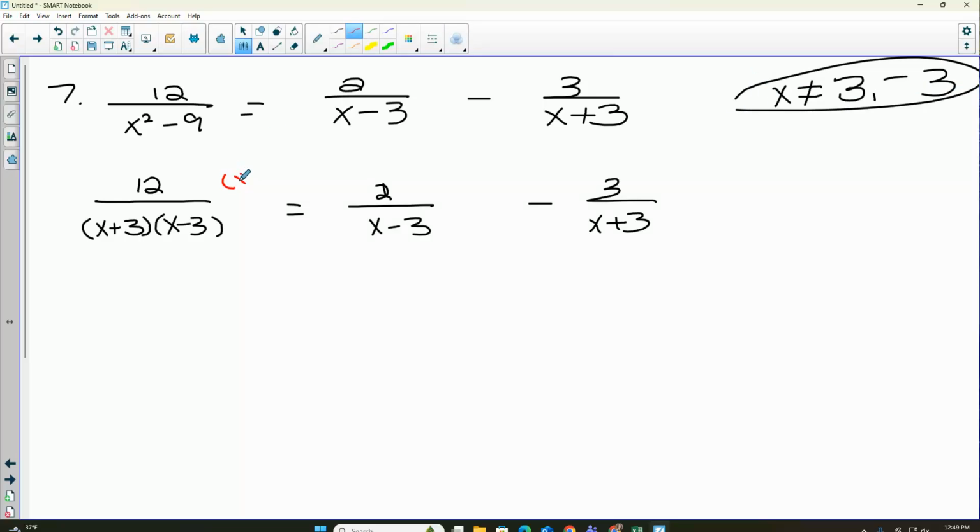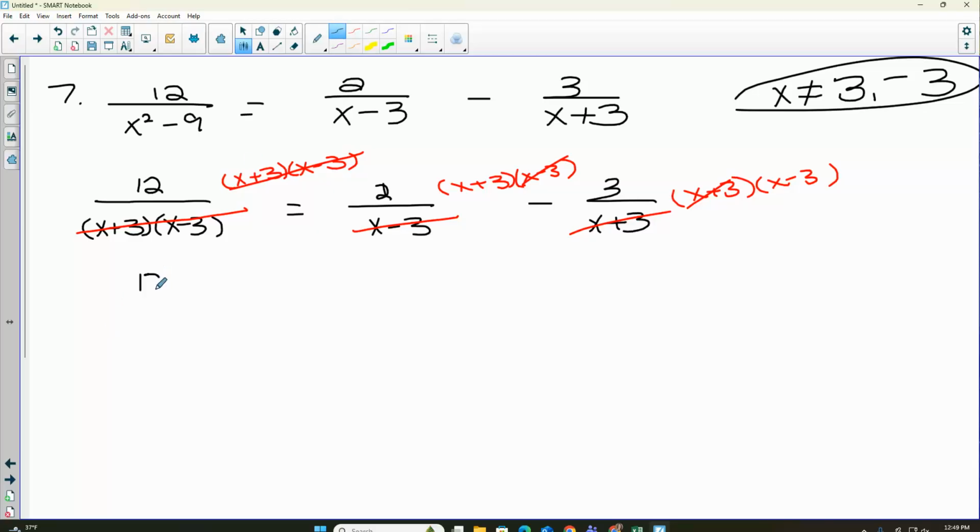So, our strategy is to multiply by what's on the bottom. If you take it to one term, everything gets multiplied. So that cancels these. x minus 3's drop, x plus 3's drop. So what I have left is 12 equals 2 times x plus 3 minus 3 times x minus 3.